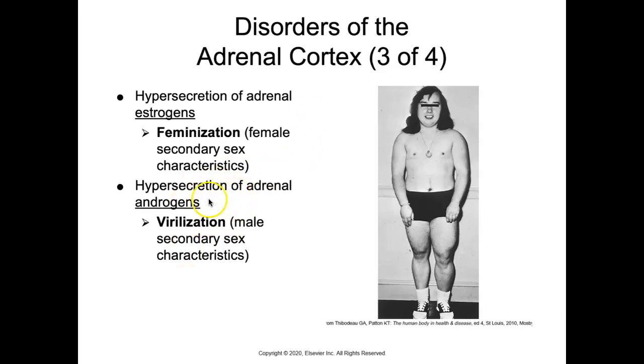Whereas if we have a hypersecretion of adrenal androgens, then we start to see virilization take place more. So expression of the male secondary sex characteristics. And that's what we're seeing over here on the right-hand side. It's a virilization of a young girl by an androgen secreting tumor of the adrenal cortex, and we can see masculine features taking place such as a lack of breast development, increased muscle bulk, and hirsutism.